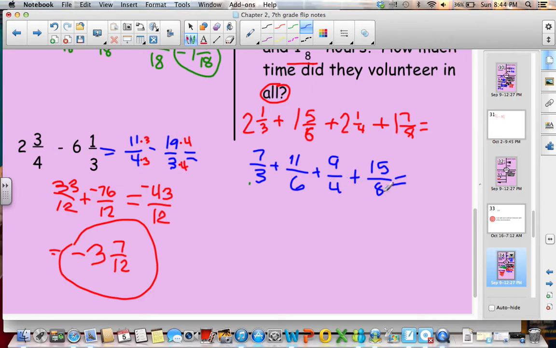So I look at 3, 6, 4, and 8, and I know that all of them go into 24. So I'm going to figure out what I'm going to do to each one to make it 24. Well, 3 times 8, 6 times 4, 4 times 6, 9 times 6, 8 times 3, and 15 times 3.